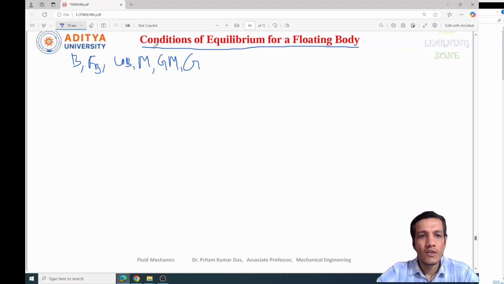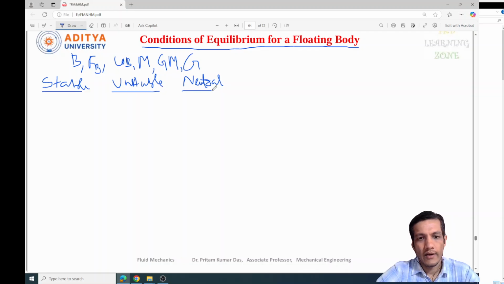So what is the condition of equilibrium for a floating body? When the body is in floating condition, what are the conditions of equilibrium? Whether the body is going to be stable, or whether the body is going to be unstable, or whether the body is going to be in neutral equilibrium. So these are the three conditions of equilibrium: stable equilibrium, unstable equilibrium and neutral equilibrium.